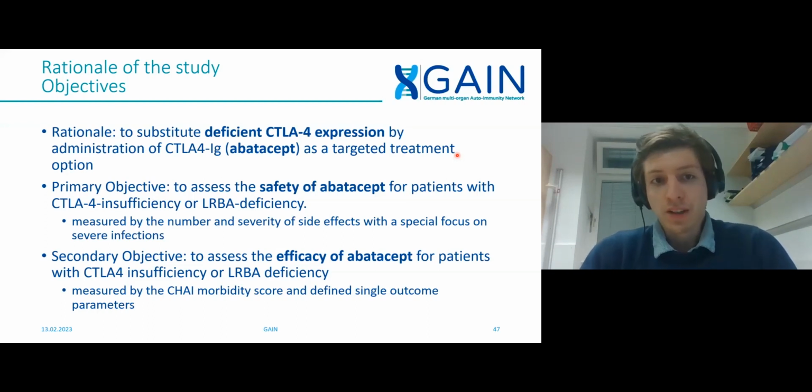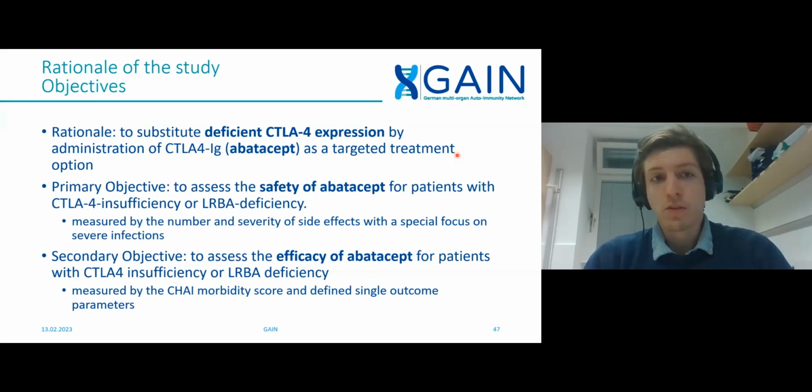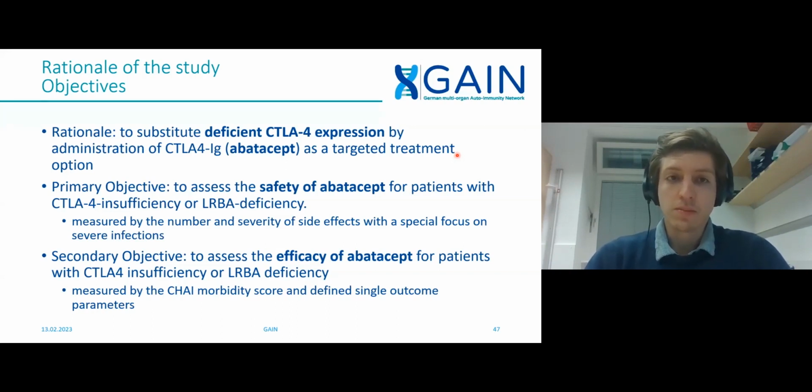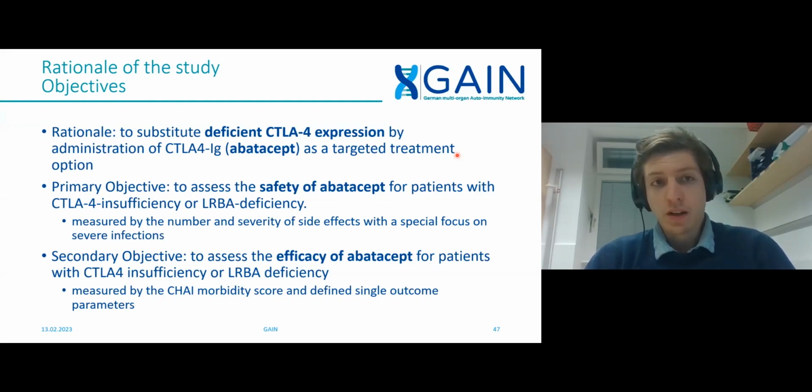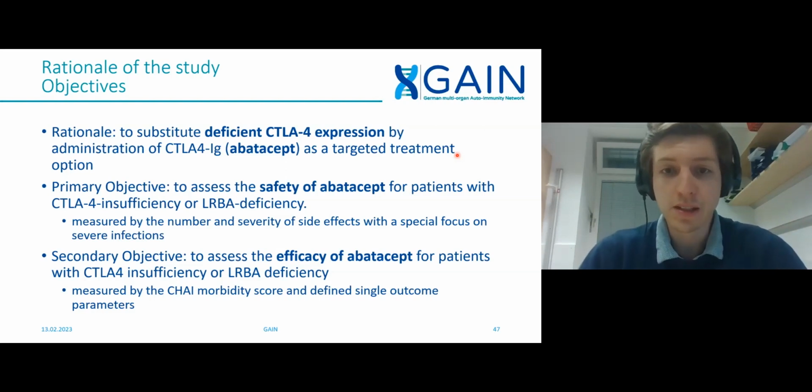One can have the idea to substitute, as a targeted therapy option, abatacept, which is a CTLA4 molecule coupled with an immunoglobulin part, as a targeted treatment for both of these diseases. And that's what we tried to achieve in the ABBA clinical trial, to assess this therapy systematically in these two patient groups. The primary objective of our trial was to assess firstly the safety of this medication in these patient groups with CTLA4 and LRBA disease.